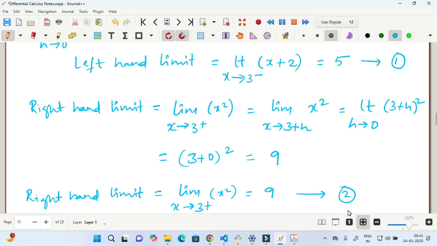From 1 and 2, what can we say? Yes, correct. 5 and 9 are unequal. So as both the left hand limit and right hand limit are not equal, we can say that the limit doesn't exist at the point x tends to 3. So we cannot apply the limit at the point x is equals to 3.